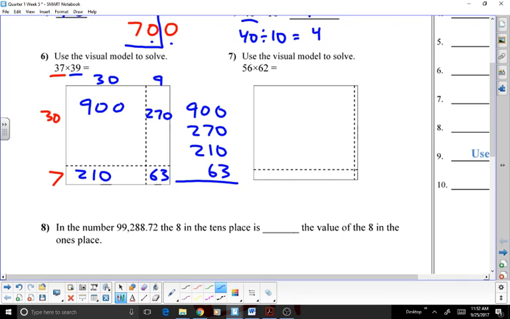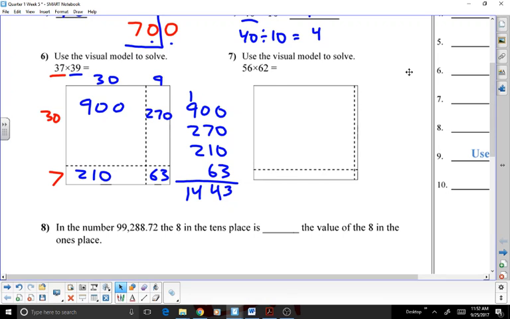0 plus 0 plus 0, 0 plus 0 plus 0 plus 3 is 3. Then 7 plus 1, that would be 8 plus 6. 15? No, 14. Good. That would be 14 too. So you put 4, 1 and 4. 1 plus 9 is 10, plus 4 is 14. 1,443. Good. 1,443. There's your area model, visual model.